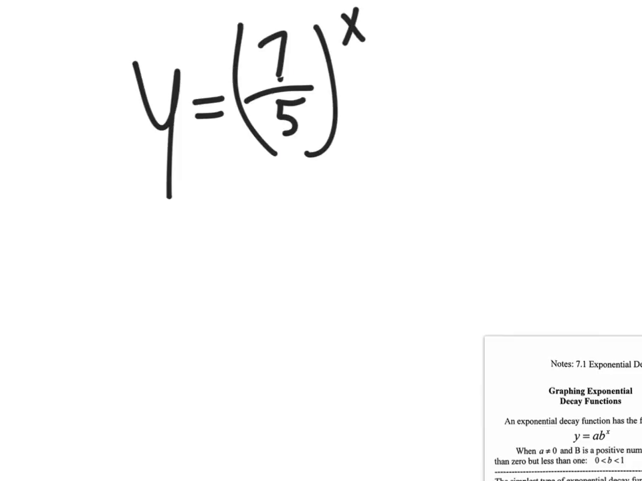Growth or decay? Growth. Hey, but that's a fraction. Oh, did I just... Sorry. Growth. Sorry. Going through puberty.